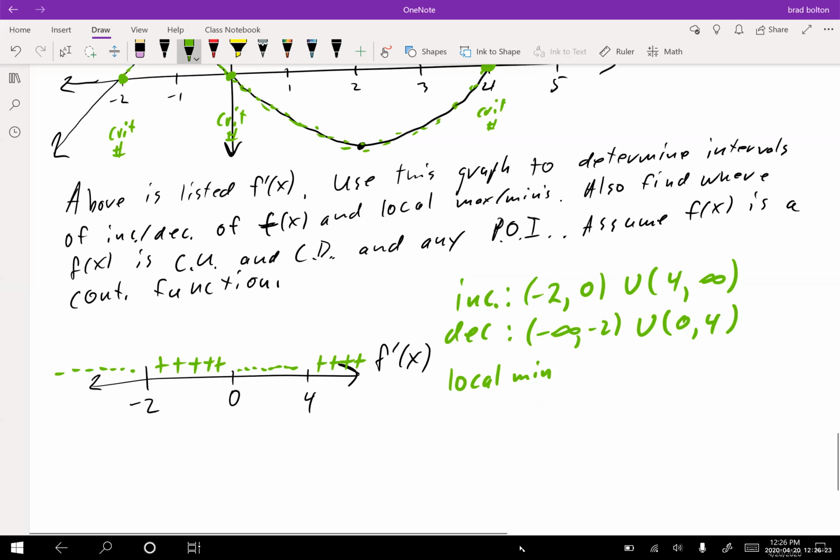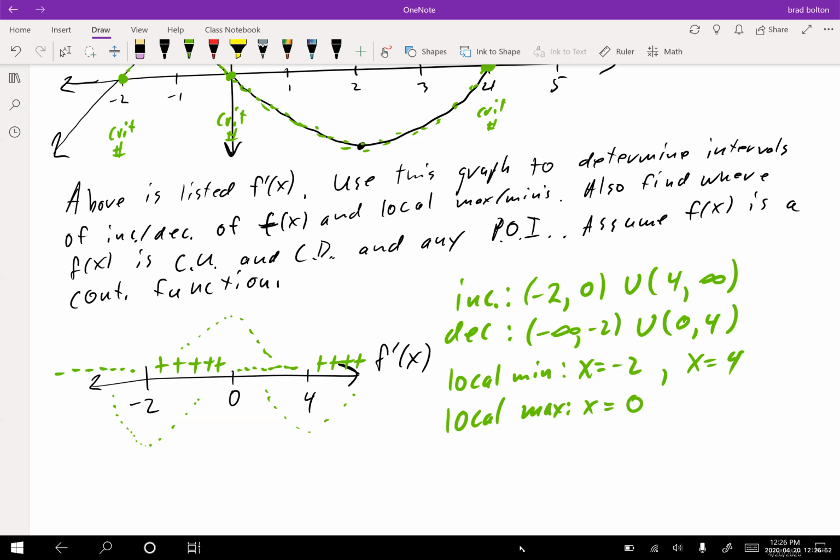Okay, so now let's look. Here we were going from decreasing to increasing. So that means that we have a local min at x equals -2. We can't really find the y values because they didn't really tell us the heights. And then we also know decreasing to increasing, so that's a local min at x equals 4. Local max at x equals, now here we're going increasing to decreasing. So that means we have a local max at x equals 0. And that's it. We can't have another one because there's only 3 critical numbers, so there can only be 3 local mins and maxes.